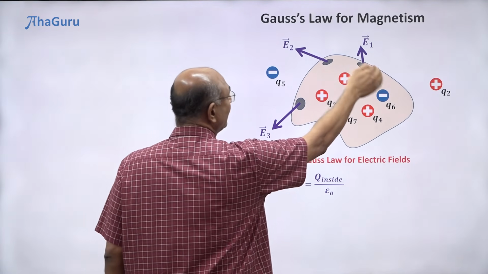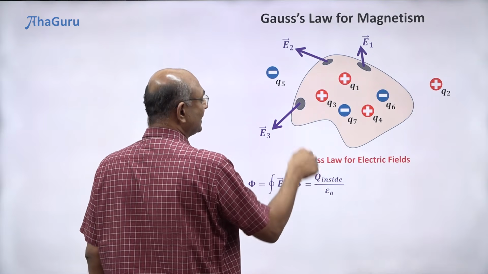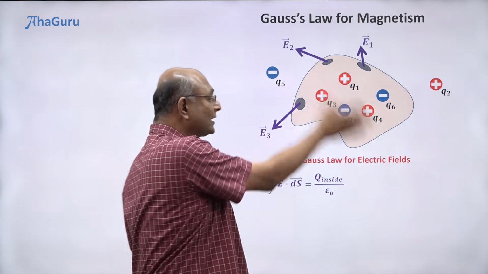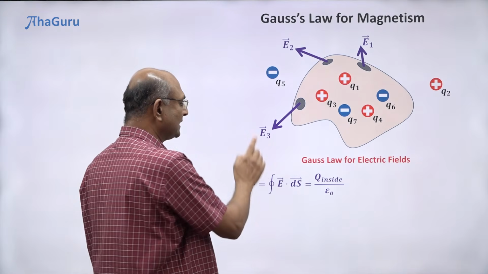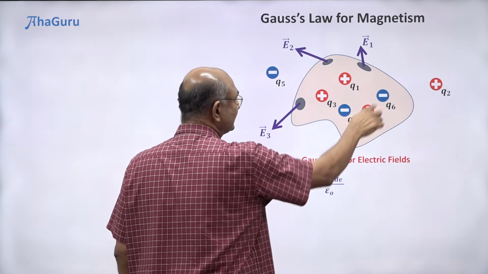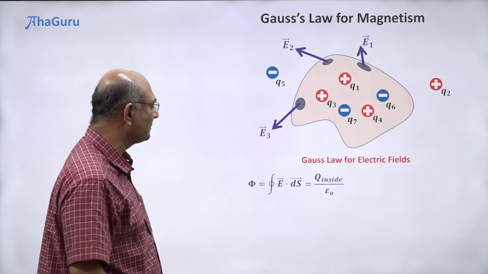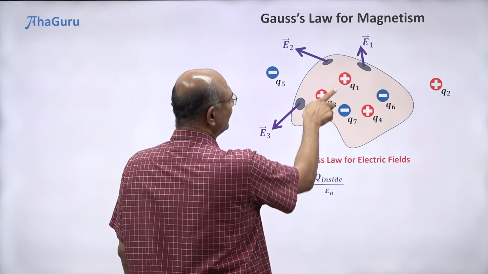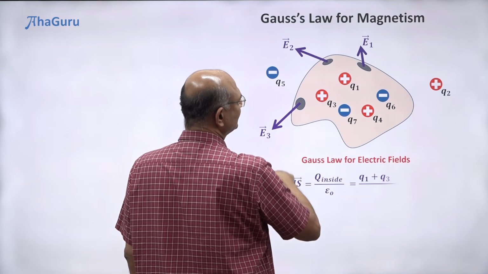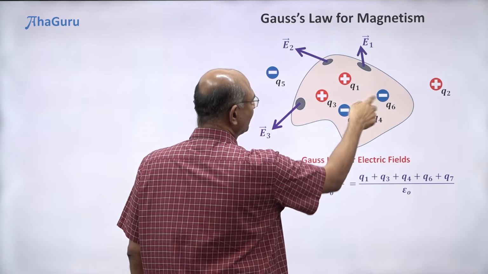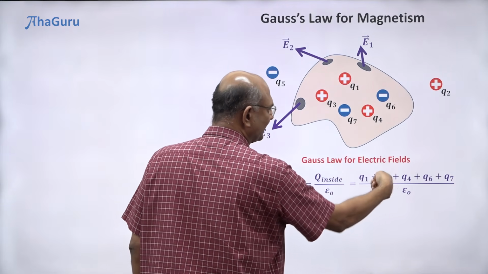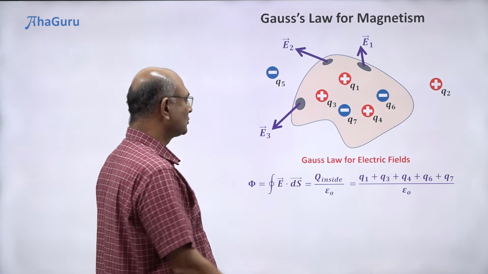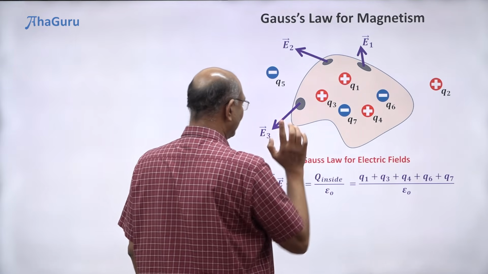But if you add that up for the entire closed surface, that answer only depends on the charge inside, does not depend on the charge outside. So this is equal to charge inside by epsilon naught. So in this particular case, Q2 and Q5 don't come in. So you'll have Q1 plus Q3 plus Q4 plus Q6 plus Q7. Of course, Q6 and Q7 will turn out to be negative. I'm just simply saying adding with the proper sign. So the total charge inside by epsilon naught.